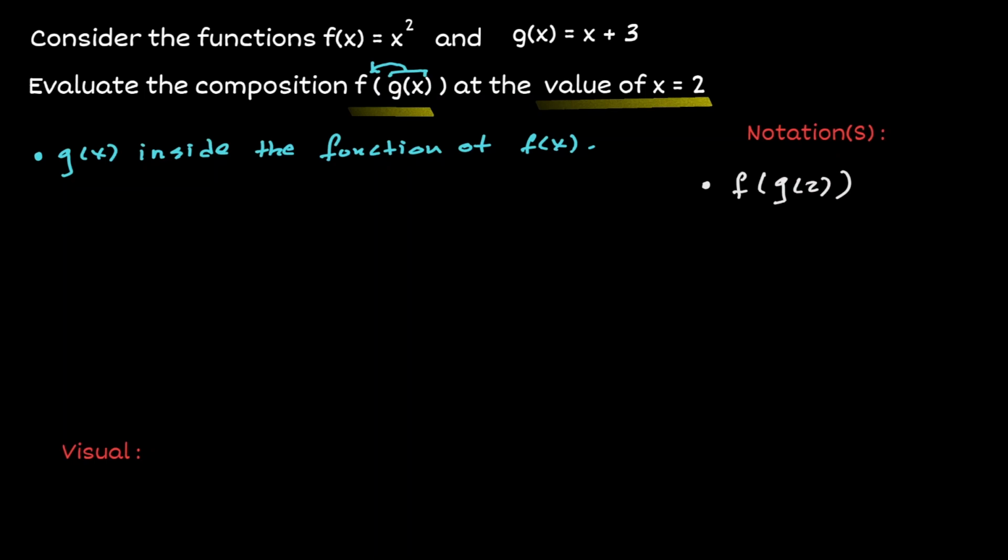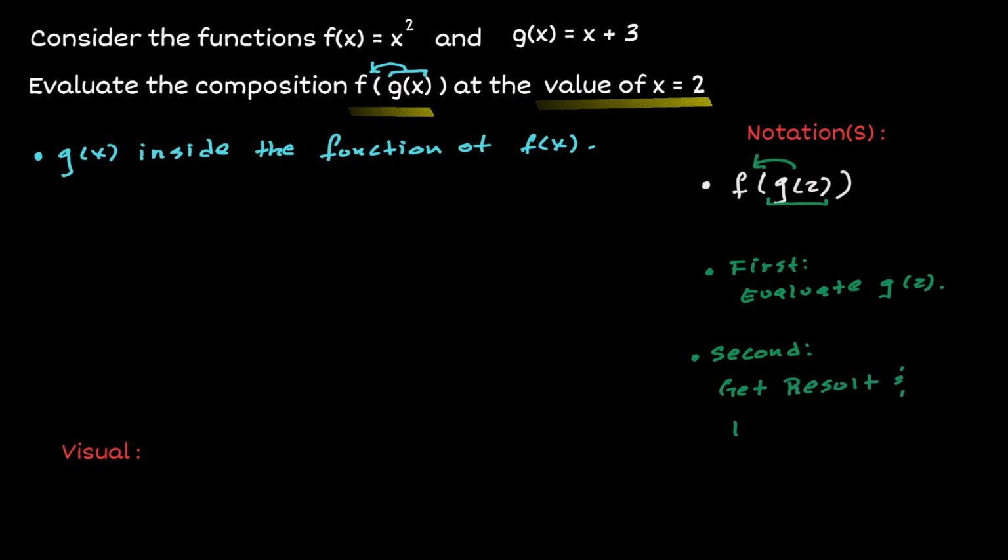The first thing that we're going to do, we're going to take a look at the function g, and we're going to evaluate it at the value of 2. And then second, we're going to get our result, and we're going to plug it in inside the function f of x. So let's do that. Let's start by finding g of 2.